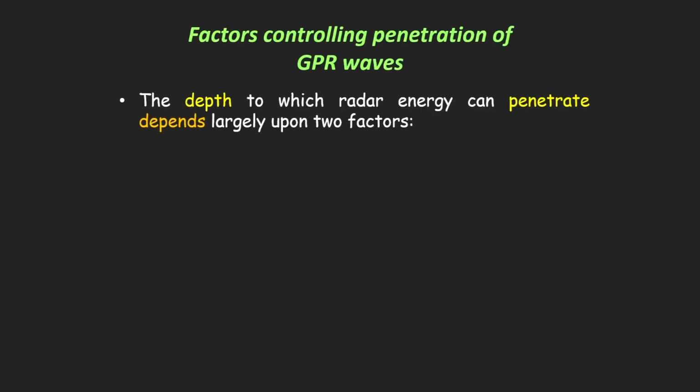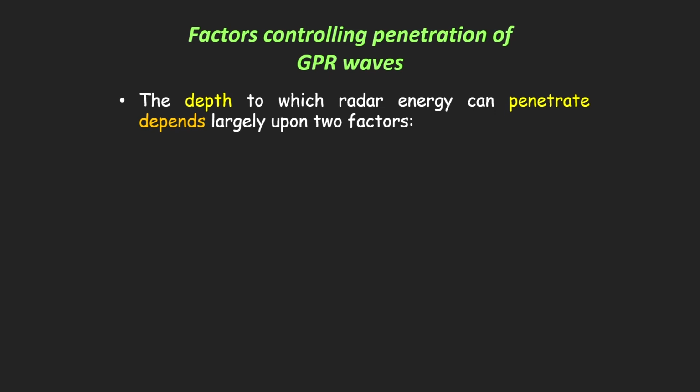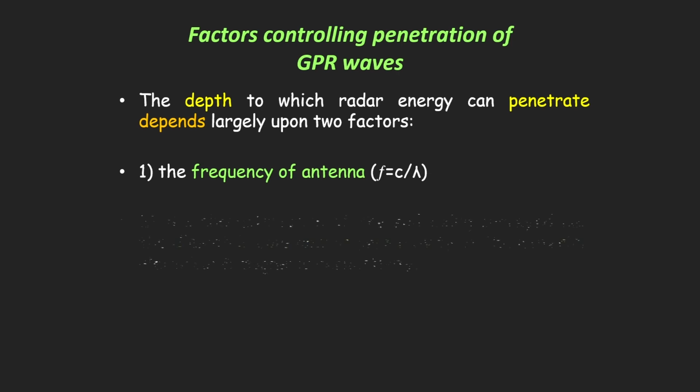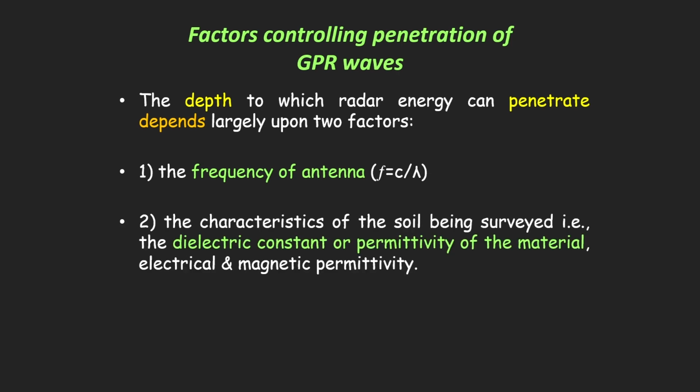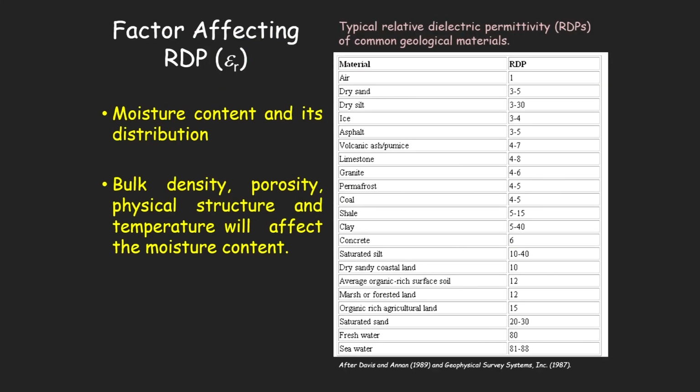So these are some basic points which one can take into consideration, as I told you that we need to calculate the depth. Depth you can also obtain once you know the ER, the velocity and the two-way travel time. The depth to which radar energy can penetrate depends largely upon two factors: the frequency of the antenna, and the dielectric constant, that is the permittivity. The frequency is almost inversely proportional to the wavelength. We will also have that in a coming slide; I will explain that part also.